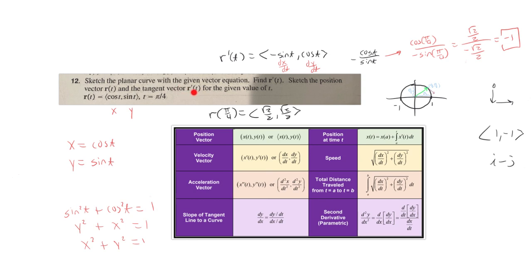The tangent vector was a matter of acknowledging the slope of a tangent line to a curve, and that's based off of this information. So we did need this, right? As dy with respect to t over dx with respect to t. So that was important. You definitely needed that.